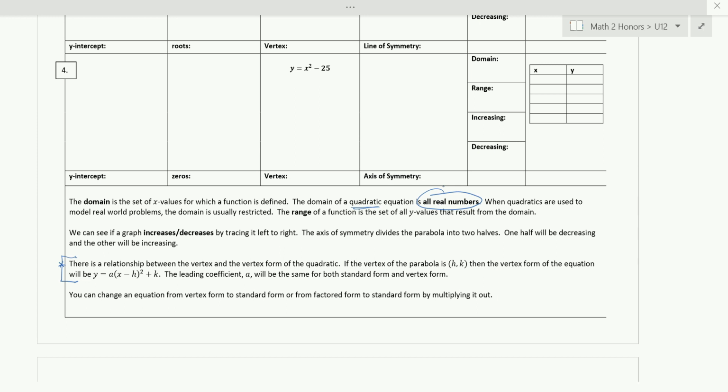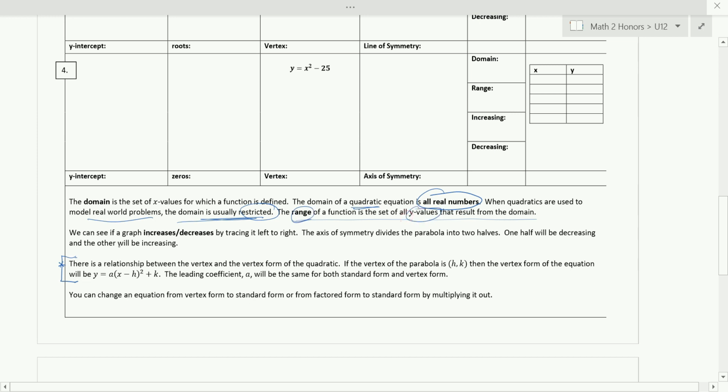When quadratics are used to model real-world problems, okay, this is where the domain can change. Because sometimes in real-world problems, it doesn't make sense to talk about negatives. And we'll get to real-world problems probably on day 9 or day 8, so in a while, okay? But for right now, before we get to real-world problems, you're going to say all real numbers. The range of a function is a set of y values that result from the domain. We'll talk about that. But the key thing here is to know that range goes with y value.